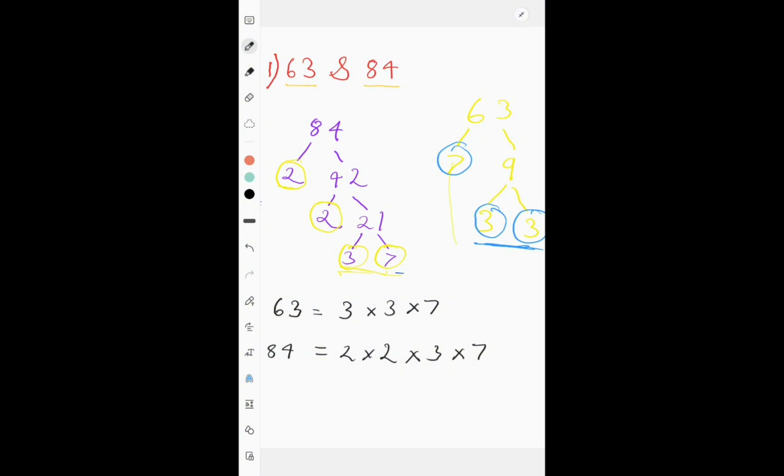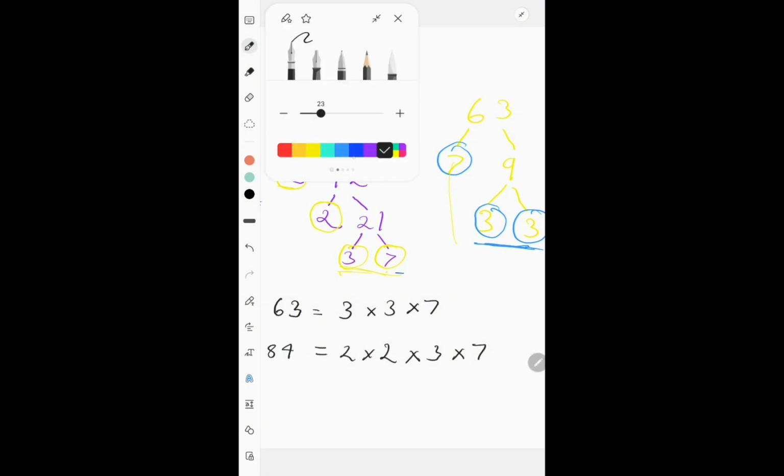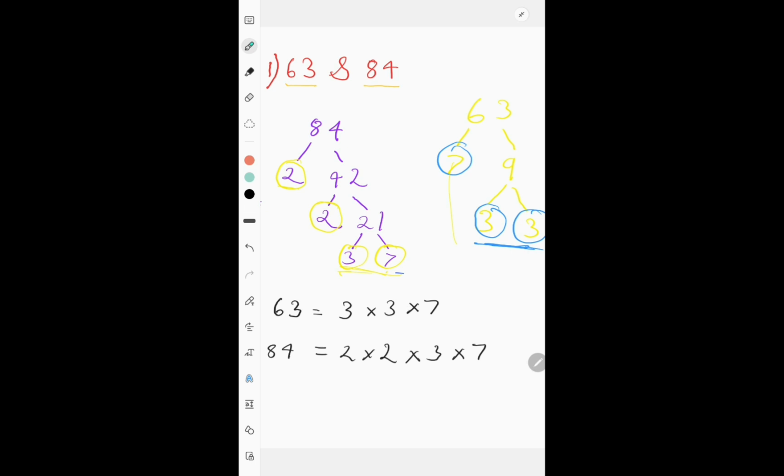Now we need to find any common prime factors. 3 is a common prime factor, and 7 is a common prime factor. So they have a 3 and a 7 in common. Once we find those common prime factors, we multiply them. So 3 times 7, and that equals 21. And that's our greatest common factor. So the GCF, the greatest common factor of 63 and 84 is 21.